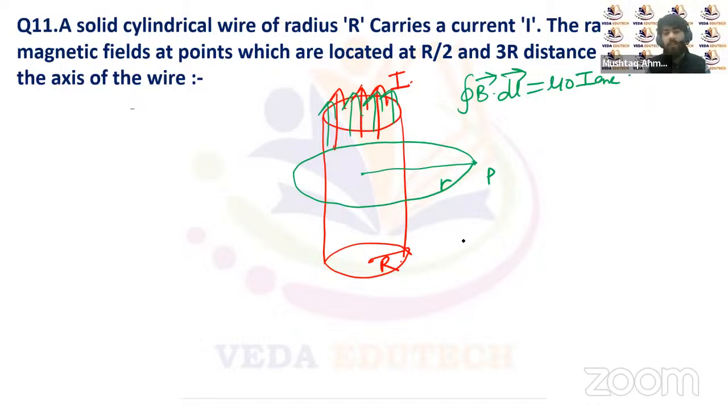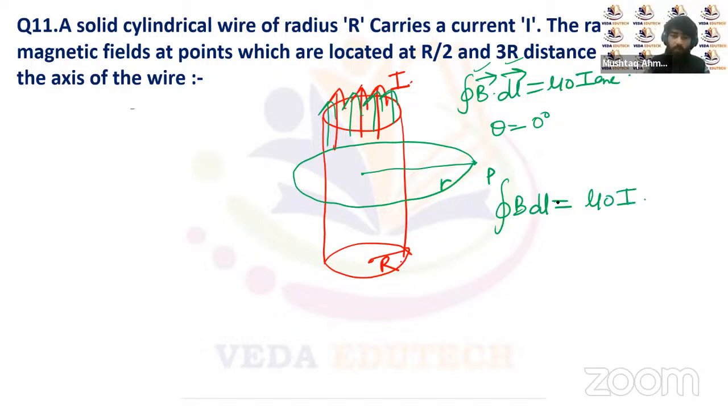We also know that the nature of the magnetic field lines around this current carrying wire is circular. They are circular loops. It means that at each and every point, the direction of the B vector will be along the direction of the dl vector, so the angle theta between B and dl will be 0 degrees, and cos 0 is 1. We can write it as the integral of B dl, that will be equal to mu naught I.